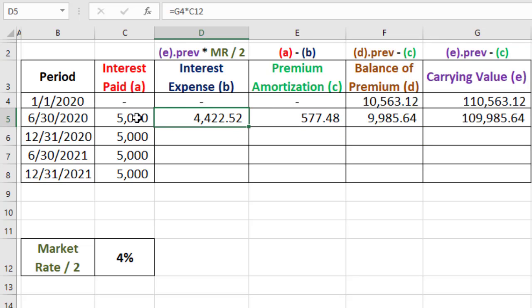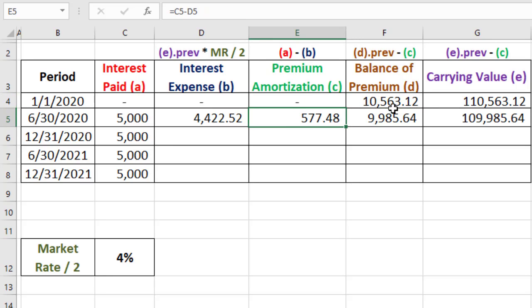So first, we start with the interest paid, but then that's going to be reduced by some portion of the premium from that period, which in this case is $577.48. So you can see, if you took the interest paid and you subtracted the premium, you would get the interest expense.